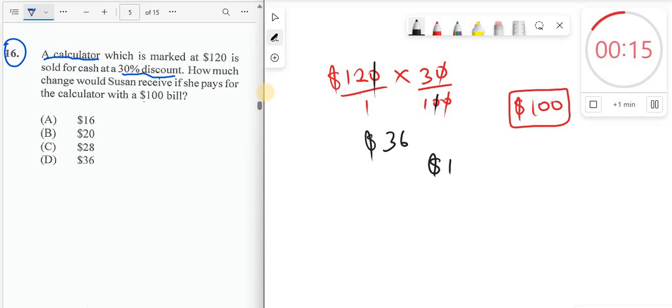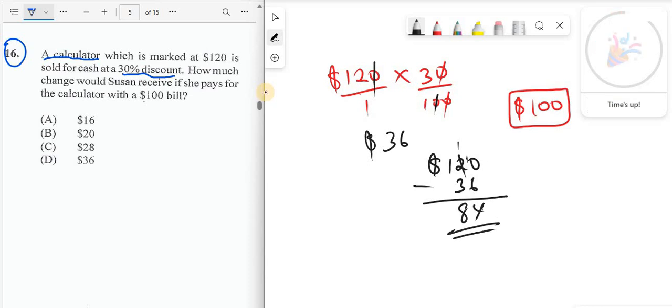The cost of the calculator is $120, and we're taking off $36. All right. So we're going to subtract: 1 leaves us with 1, and 6 from that gives us 4, and 3 from 11 gives us 8. So that's $84.